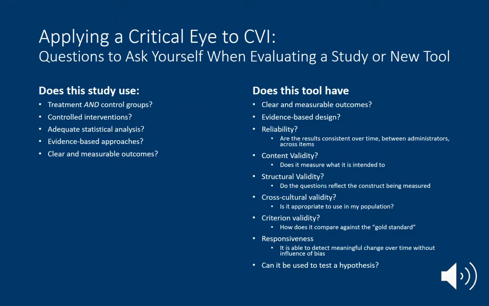So here are some questions that you can ask yourself when you're evaluating a study or a new tool. If you come across a study that looks at an intervention, first ask yourself, is there a treatment group and a control group? Is their intervention controlled? Is it similar between individuals? Do they use appropriate statistics to evaluate the responses? Do they use an evidence-based approach? Is there some sort of scientific background to it? And are the outcomes clear and measurable?